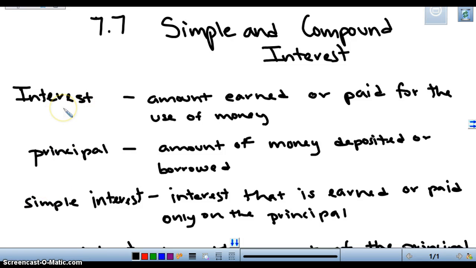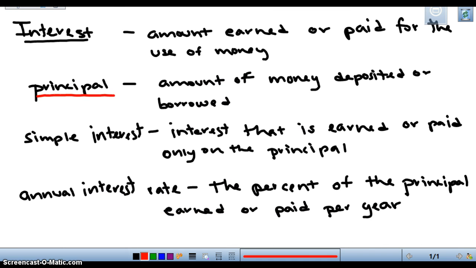So today we're learning about simple and compound interest. Interest is the amount earned or paid for the use of money. Principal is the amount of money deposited or borrowed. Simple interest is interest that is earned or paid only on the principal. An annual interest rate is a percent of the principal earned or paid per year.